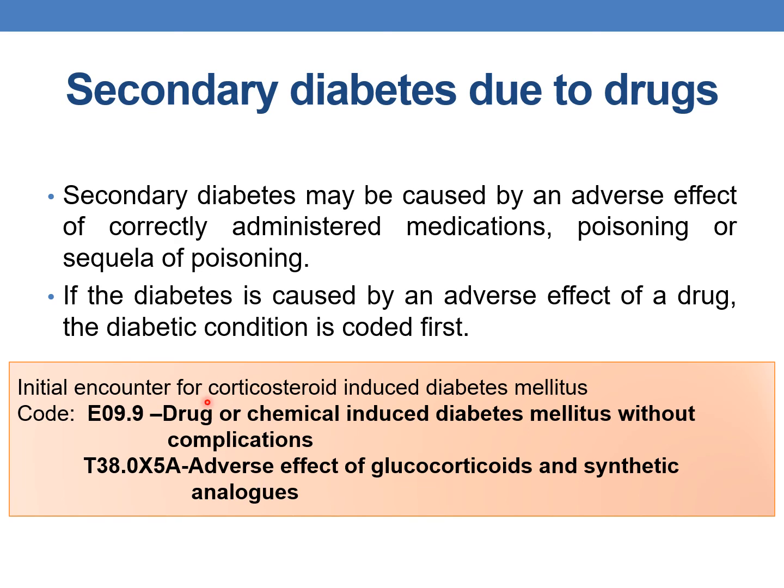So let us see an example. Initial encounter for corticosteroid induced diabetes mellitus. Here, diabetes mellitus is caused by an adverse effect of a drug, so the diabetic condition is coded first. So the first code should be E09.9, drug or chemical induced diabetes mellitus without complication, followed by T38.0x5A, adverse effect of glucocorticoids and synthetic analogs, initial encounter.